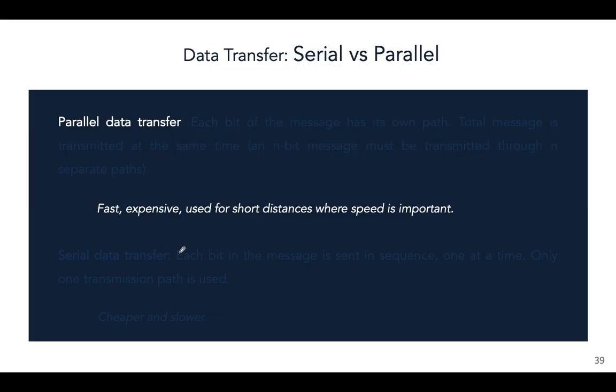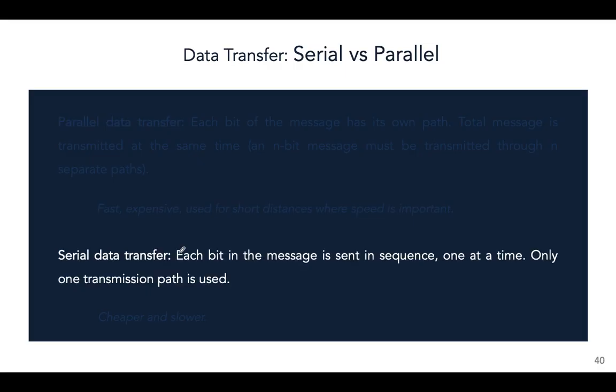So naturally, this mode of data transfer is fast because the entire message is transmitted in one go. It's also expensive because you need as many data lines as there are bits in the data to be transmitted. And this is used for short distances where speed is important. So if for your application speed is more important than money, then you'll pick parallel data transfer.